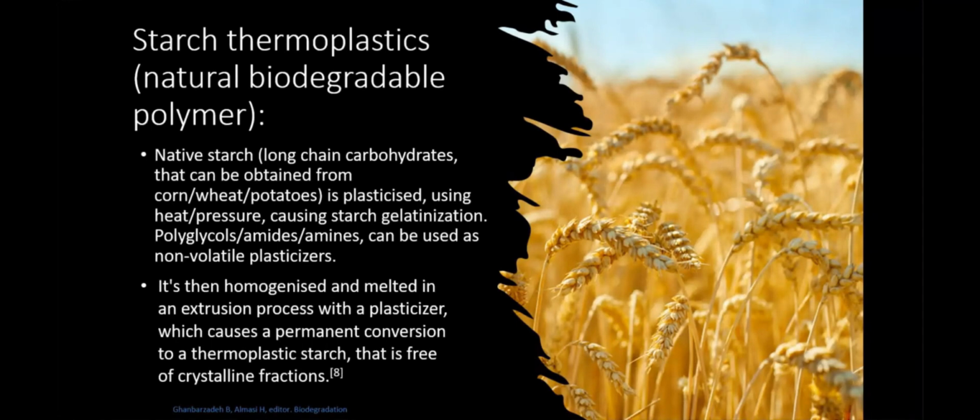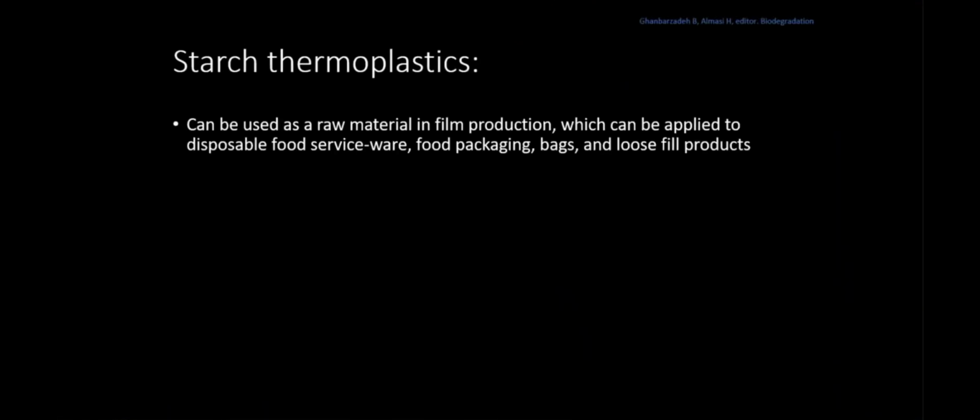It's then homogenized and melted in an extrusion process with a plasticizer, which causes a permanent conversion to a thermoplastic starch that is free of crystalline fractions. Starch thermoplastics can be used as a raw material in film production, which can be applied to disposable food serviceware, food packaging, bags, and loose fill products. Furthermore, it can be used as a filler in LDPE.